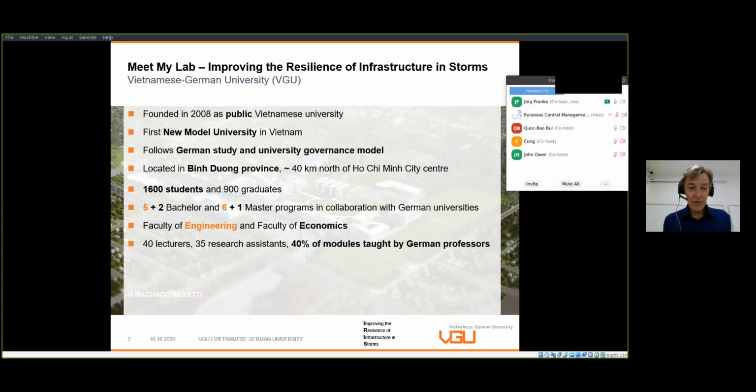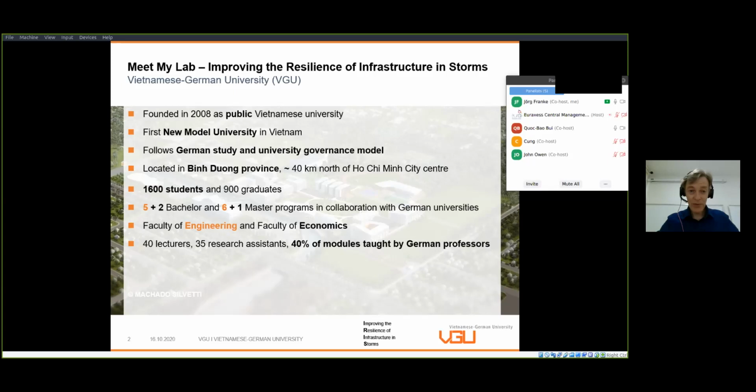At the university in Vietnam, we have local staff, 40 lecturers and 35 research assistants at the moment, but 40% of the modules of these study programs are taught by German professors or international professors that are normally coming to Vietnam. So we have a lot of traveling for people coming for 2 to 4 weeks to Vietnam and providing lectures here. But currently in the COVID situation, this has been stopped and everything is handled online.